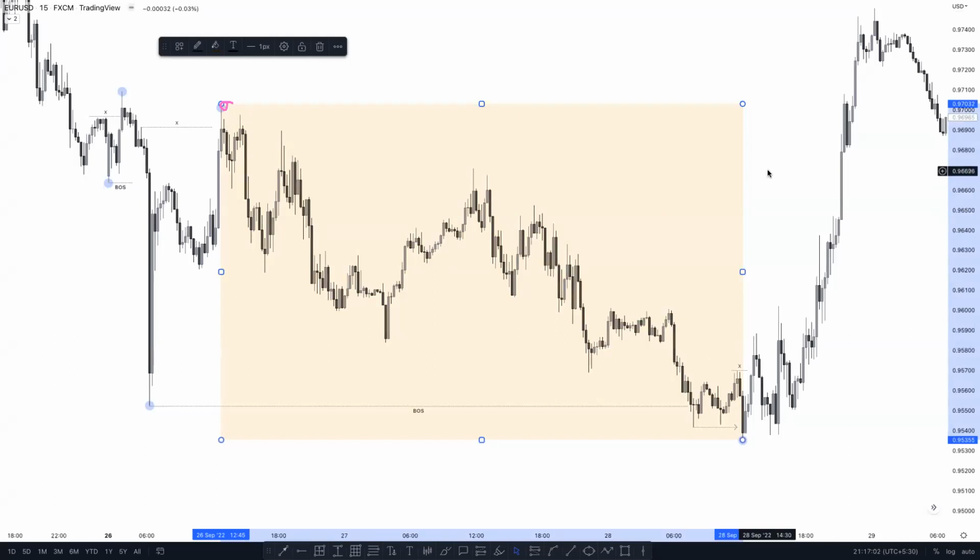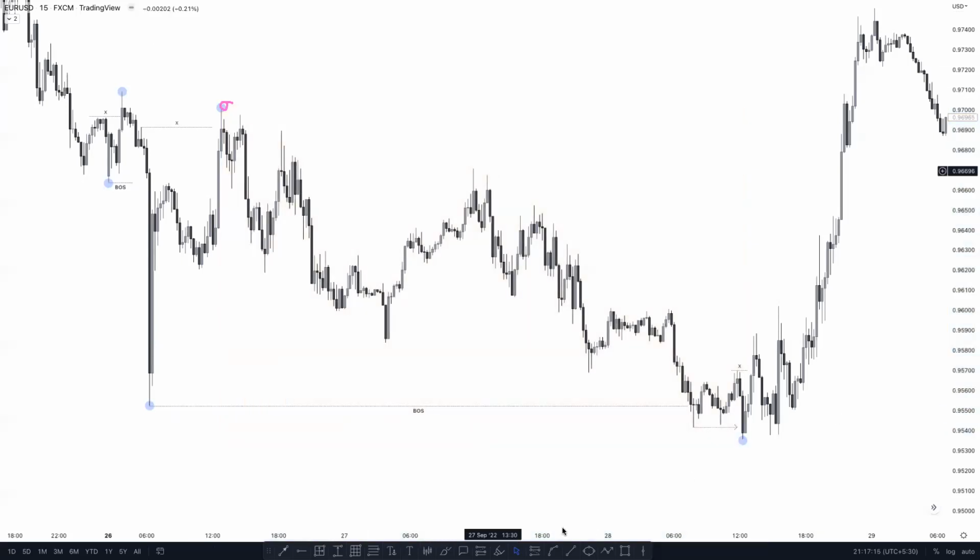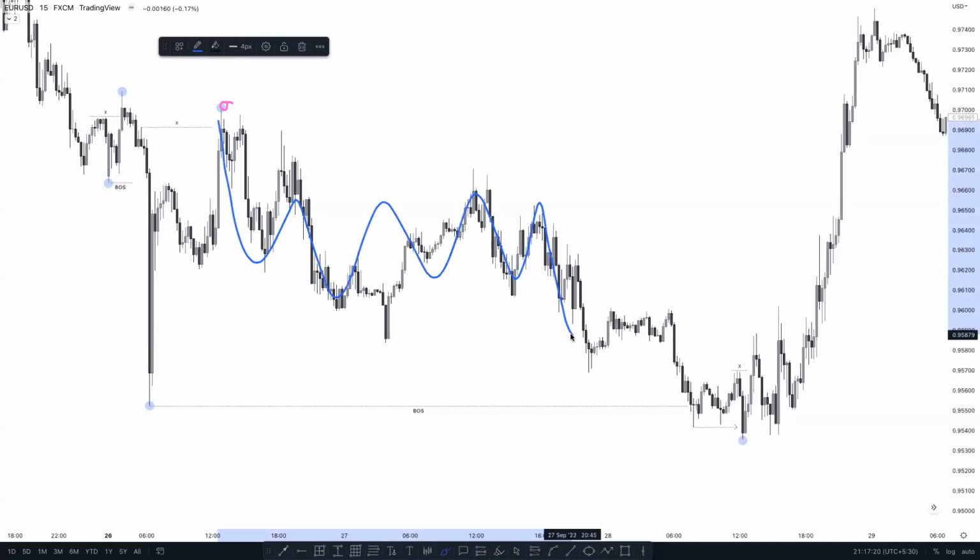If the market actually wants a reversal, then the market must break the previous high. If the market wants to continue downside, then the market must break this low, and then we can consider it a break of structure, right? So if anything happens between this major high or low, this is our internal structure between this major structure.